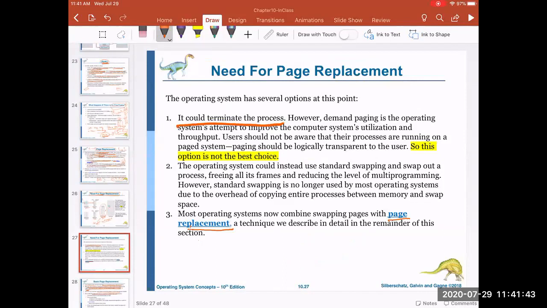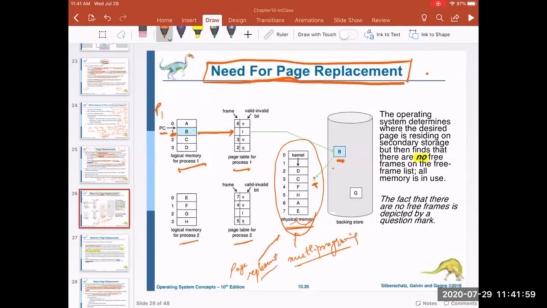If there is no page frame available in the main memory, then one option is we can terminate the process, but that's not a good way of doing it. Another way is swapping pages with page replacement. Whenever there is a request and no page frame is available, we can pick a victim page to put back out of the main memory, and this would get freed and this would be sent here.